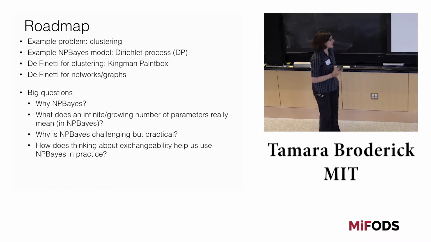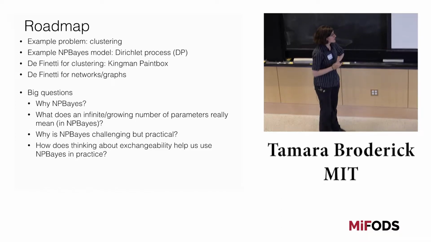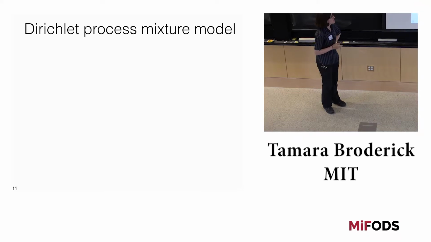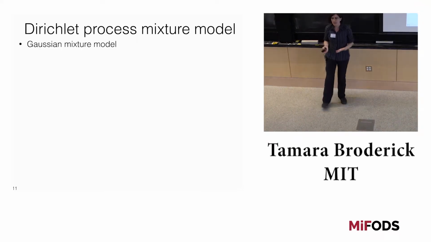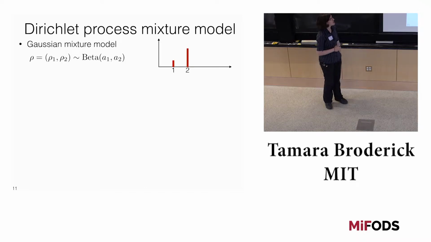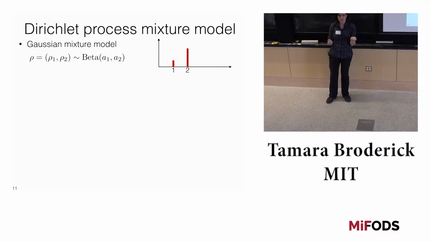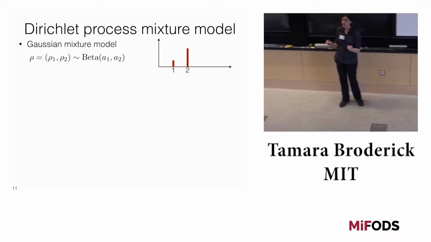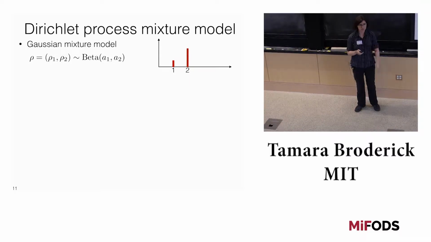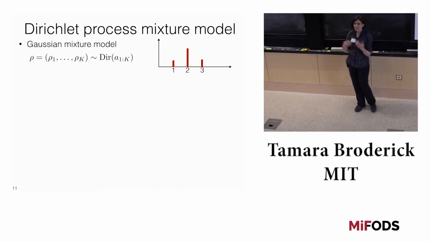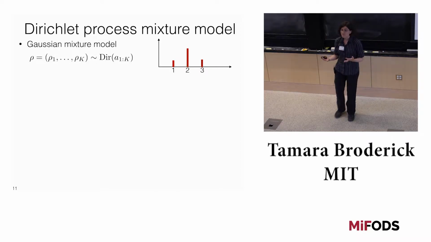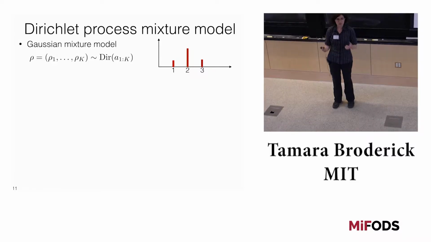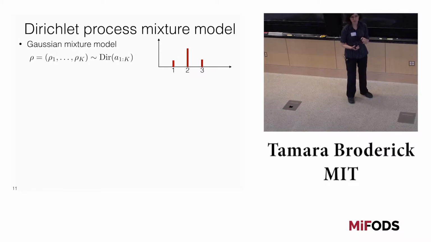Okay, so let's recall that what we had been focusing on was this clustering problem. We had talked about a few different types of Gaussian mixture models. We talked about a two-component Gaussian mixture model where we generate rho 1 from a beta distribution, and rho 2 is 1 minus rho 1. Then we extended this to a more general finite number of mixture components where we generated the component proportions rho 1 up to rho k from a Dirichlet distribution.